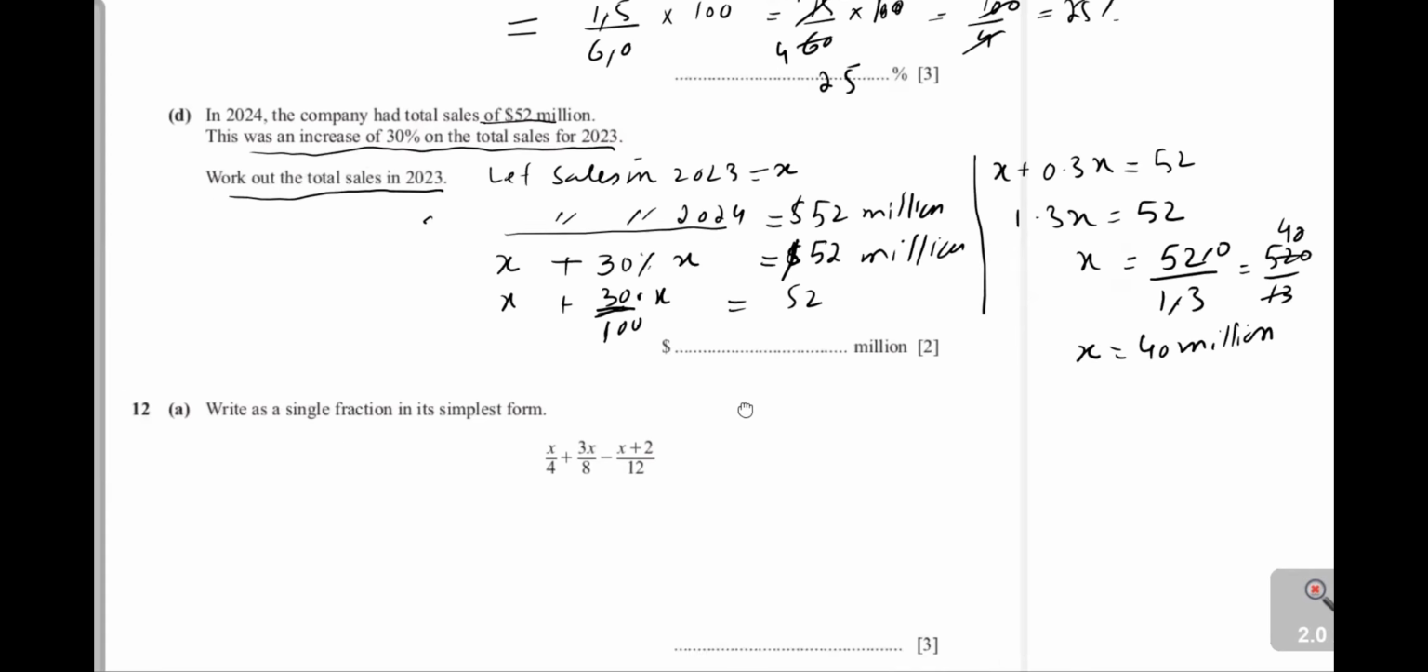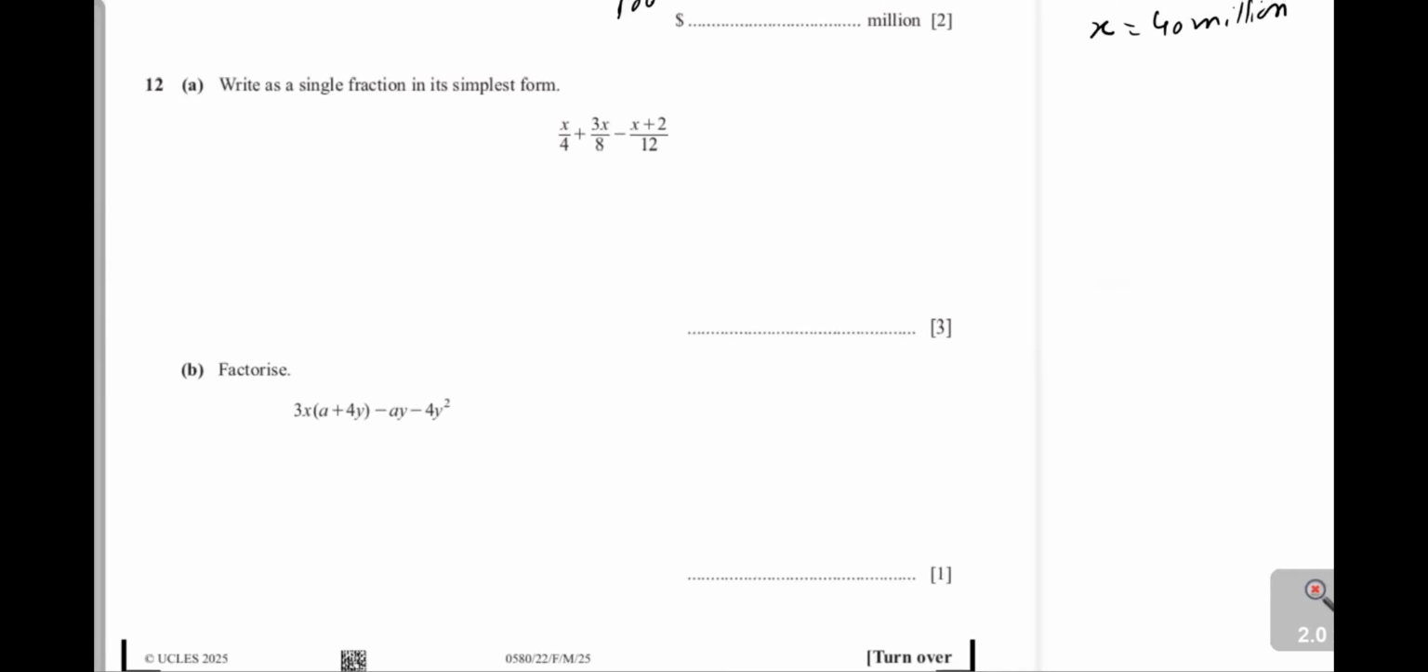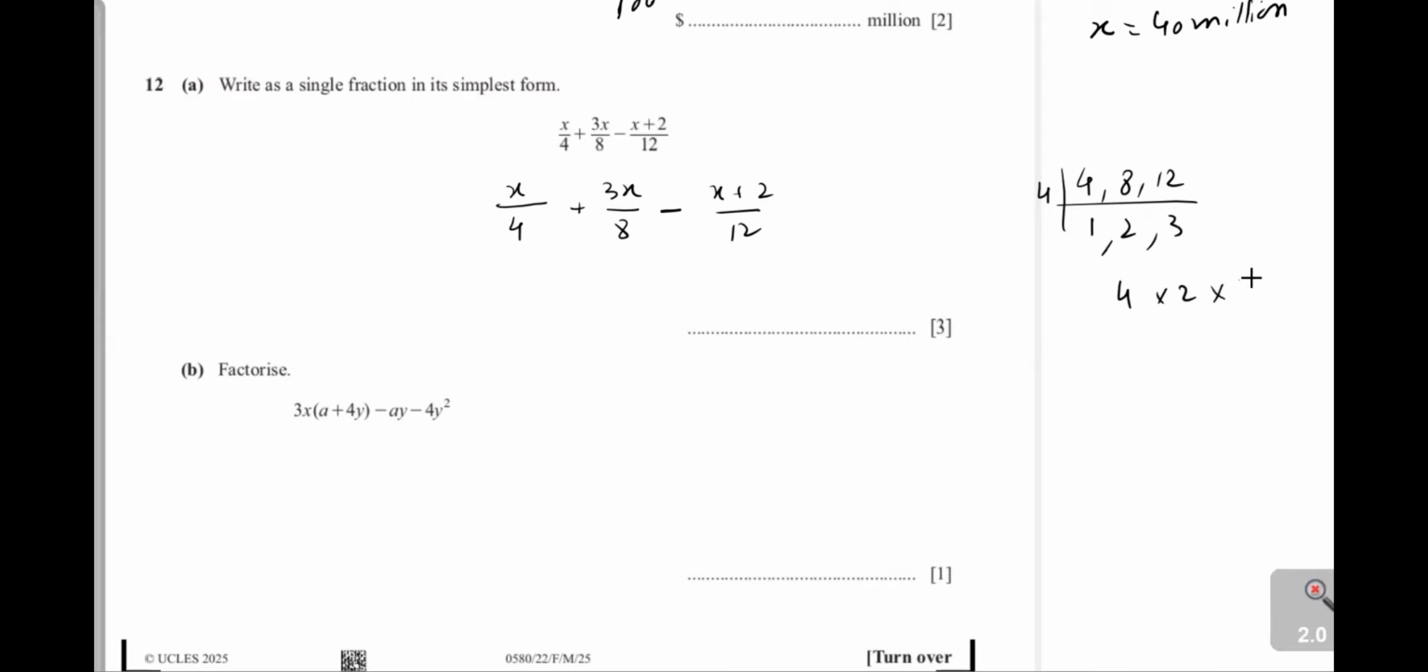Now question number 12, part A. Write the fraction in simplest form. Here is the fraction given. Firstly, we will make the denominators the same. To make the denominator the same, we will take the LCM of these values 4, 8, 12. 4 times 1 is 4, 4 times 2 is 8, 4 times 3 is 12. We can write 4 times 2 into 3, which is equal to 24. 24 would be the LCM.